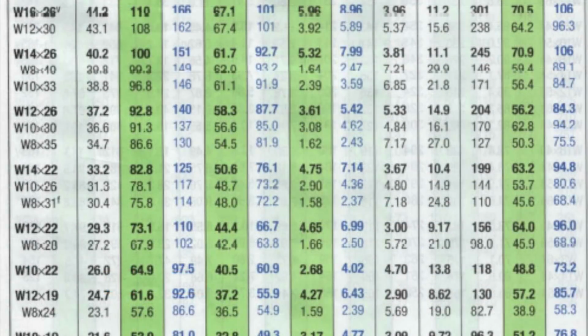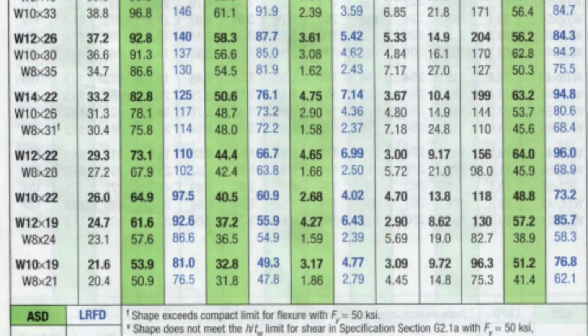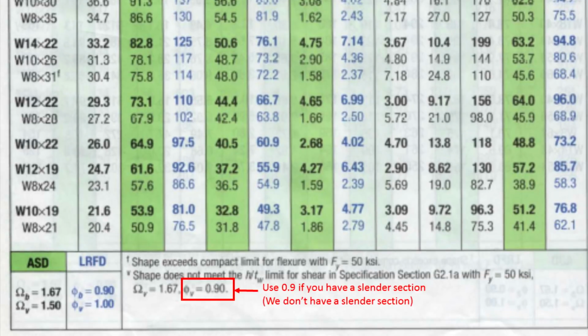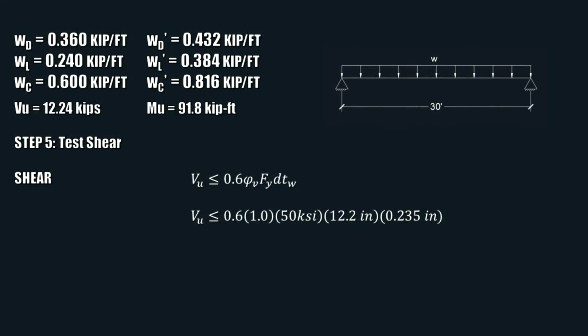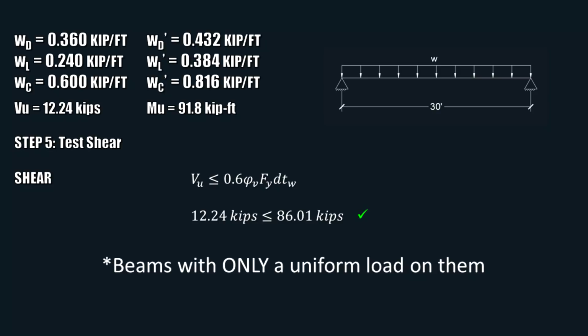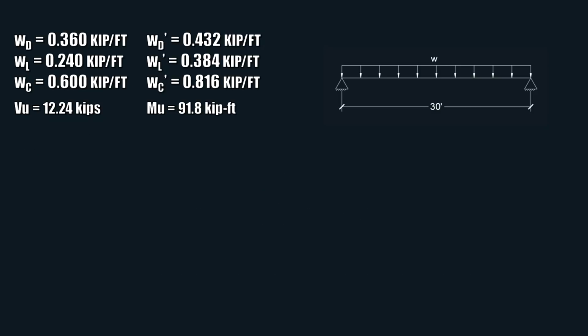The strength reduction factor would actually be 1.0 unless you have a slender section, which is noted right here with the little V symbol, and the footnote at the bottom of the page even tells you to use 0.9 instead of 1.0. VU, of course, is our maximum shear of 12.24 kips that we already found. 12.24 kips is less than the 86 kips that the beam can withstand, so our beam passes the shear test. In my admittedly limited experience, beams longer than about 5 feet almost always pass the shear test, and by a huge margin as well. Next is our test for deflection.